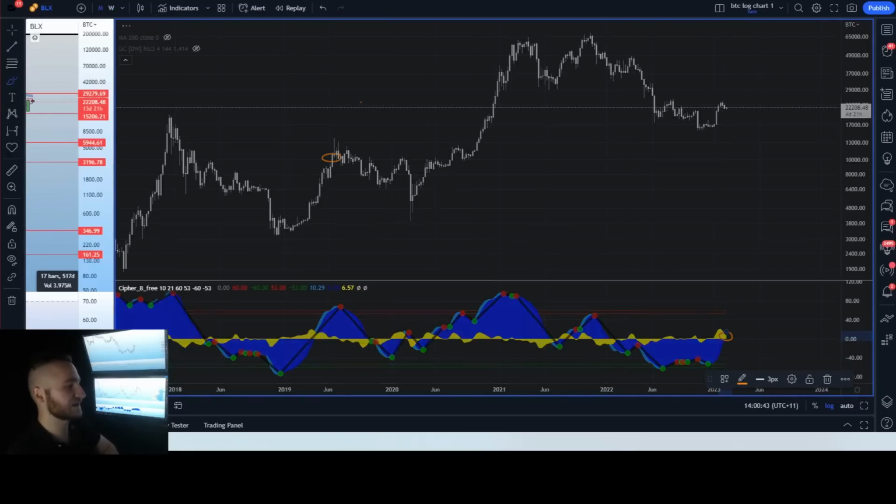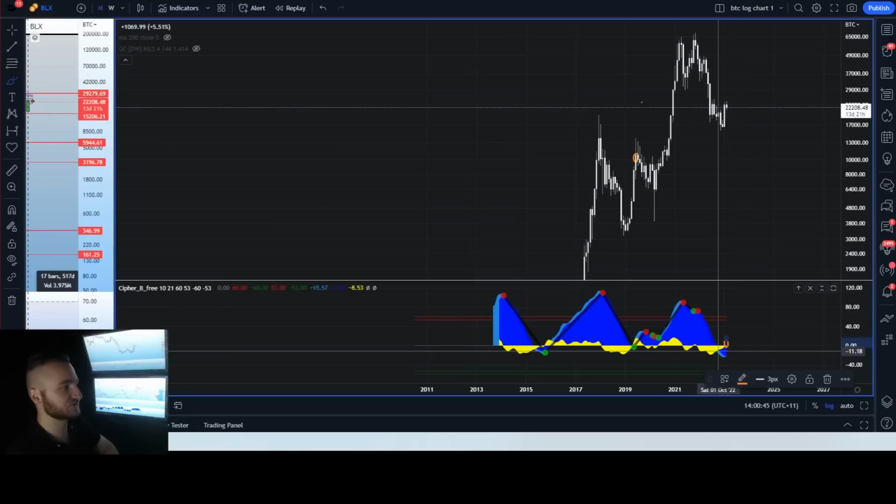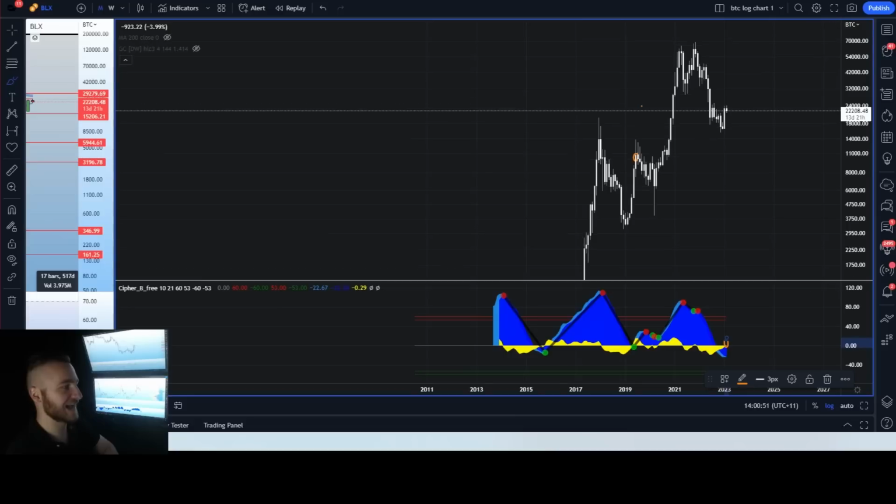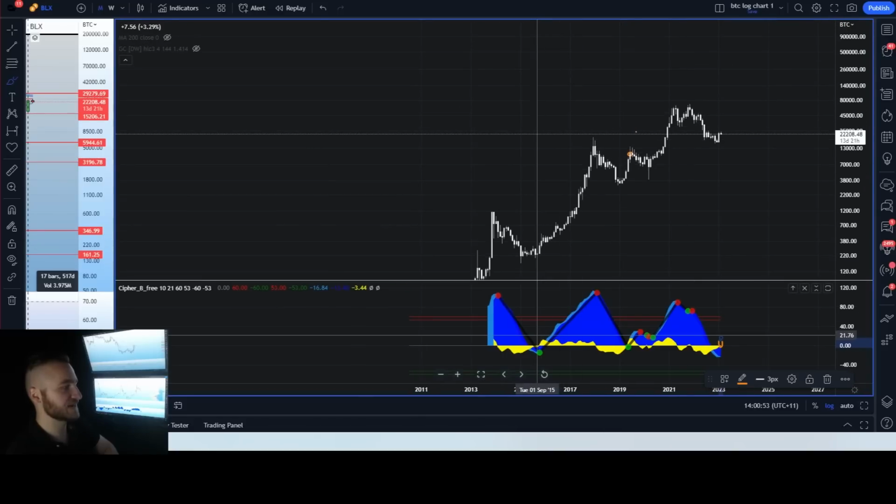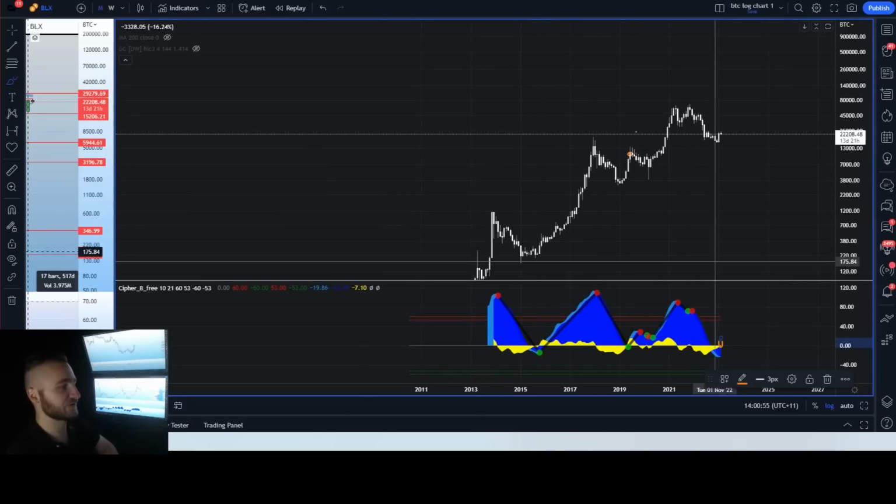If we expand to the monthly chart, we can still see overall negative momentum here. Again, this is actually the second time, according to the Market Cipher B, we've had negative momentum, the first time being all the way back in September 2015.